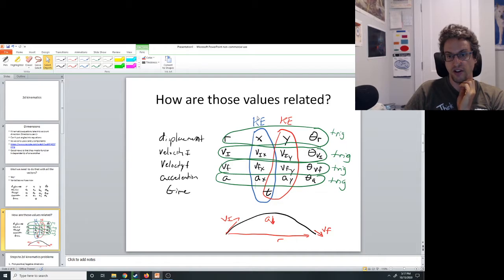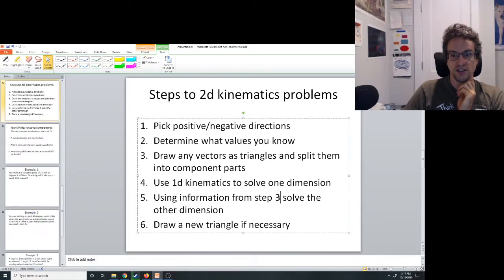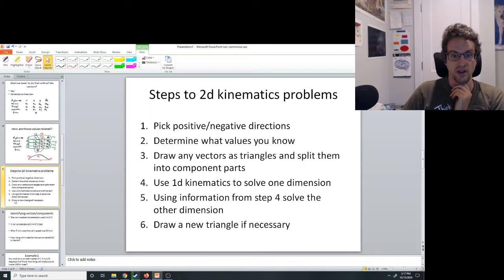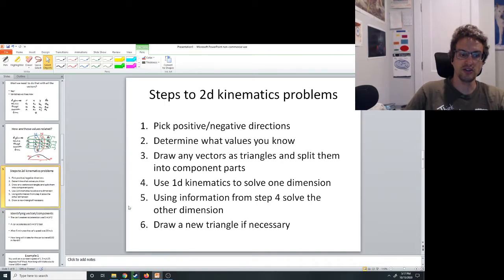Okay, so if I have enough information in x, I solve it here, and then use information from step 4, because I added a step earlier today. Solve the other dimensions. Whatever I get out of 1D kinematics, oftentimes I can use that to do the y part. Okay, and I may have to draw a new triangle if necessary. We'll show that step. Now, these are the 6 steps. You don't always have to do every step, but that's pretty much how they're going to work. Okay? All right, so let's talk about step 2, because step 2 can be tricky.